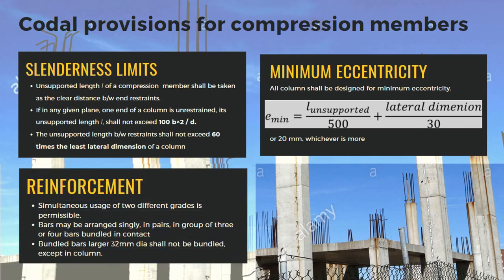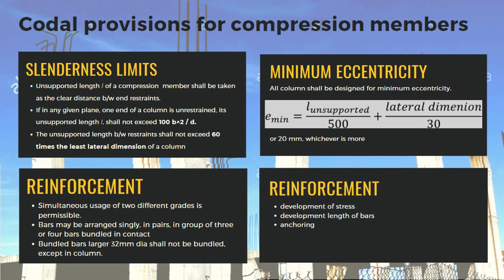Simultaneous usage of two different grades is permissible. Bars may be arranged singly. They can be arranged in pairs or in groups of 3 or 4 bars bundled in contact. Bars larger than 32 mm diameter should not be bundled. If you use bars of larger than 32 mm diameter, those bars shall not be bundled, except in columns.